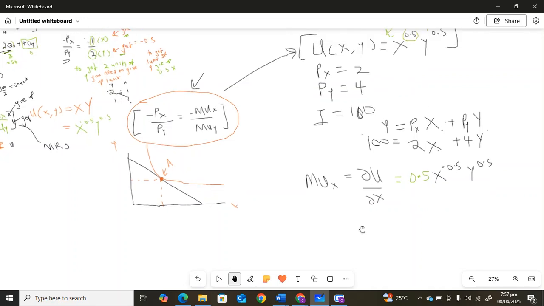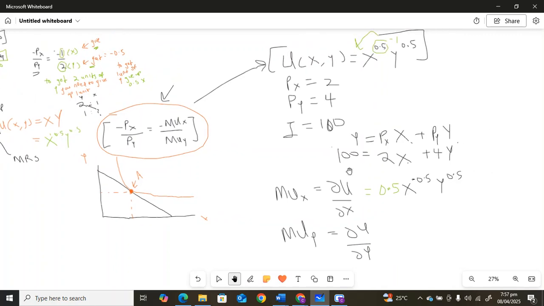Then we get our marginal utility of Y. The marginal utility of good Y is the partial derivative of our utility function with respect to y. Meaning, in our utility function, the variable we're concentrating on is y. Let me just put it like this.